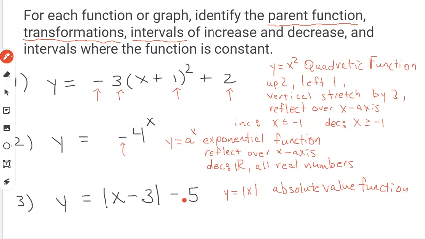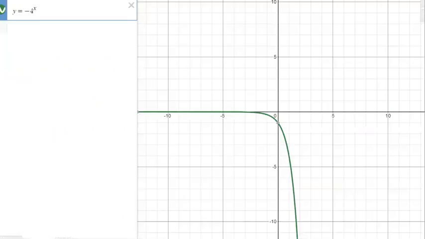Well, we have two things that are going on, right? We have a -3 on the inside, which means we're moving to the right by 3. We also have a -5 on the outside, which means we're moving down 5. So what I want to do is graph this function and identify intervals where the function is increasing and where it's decreasing. So let's go on over to Desmos and graph this.